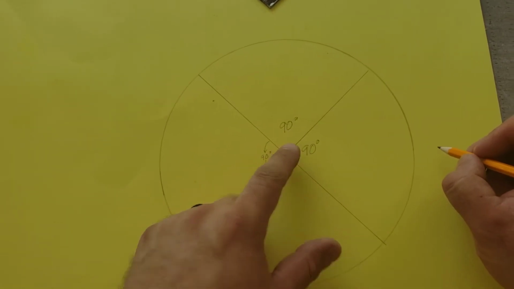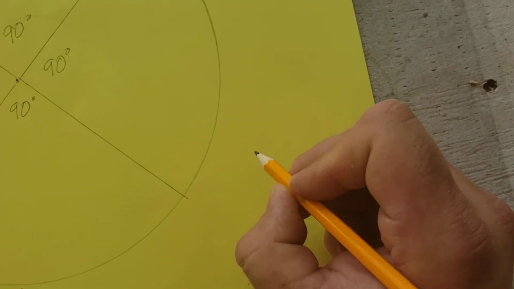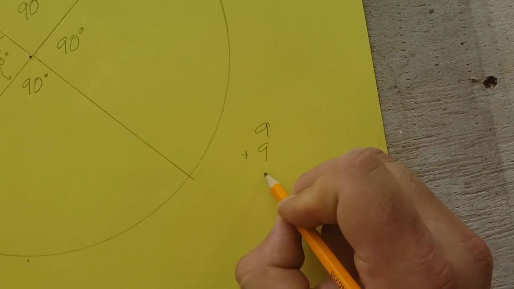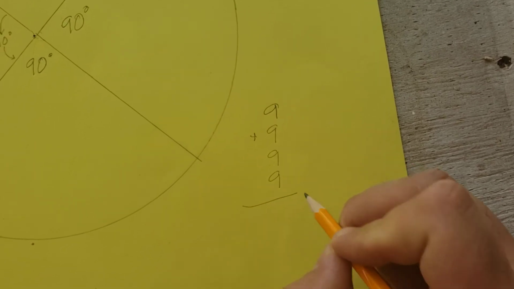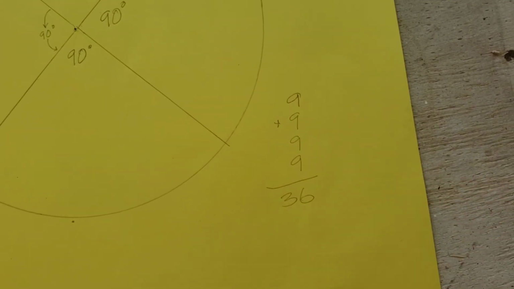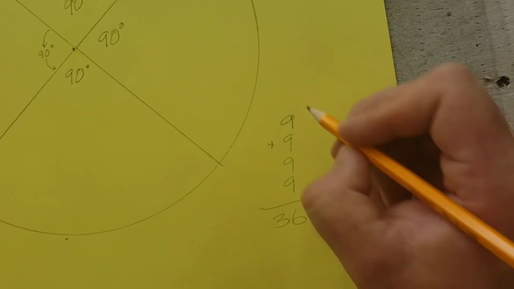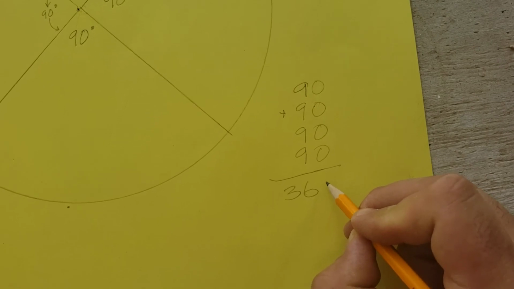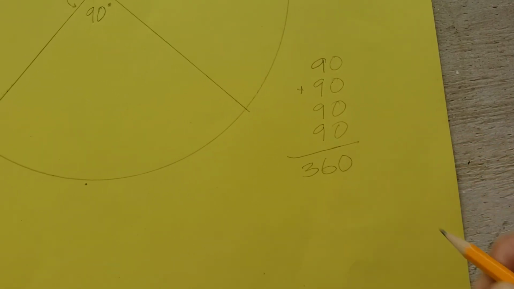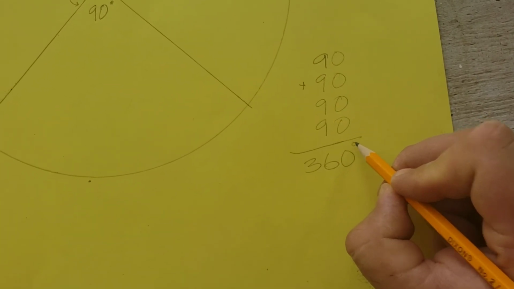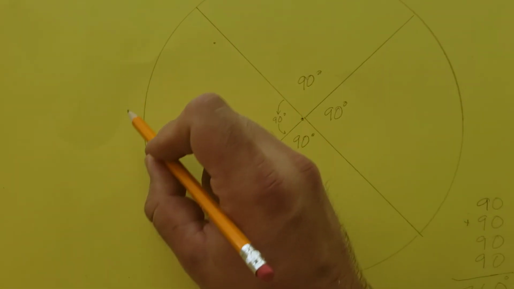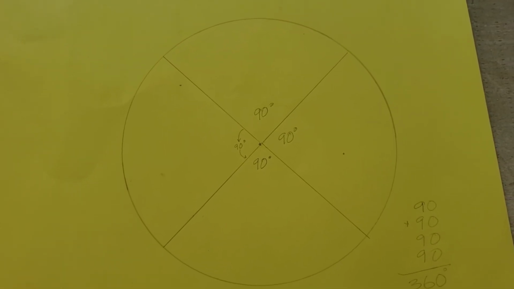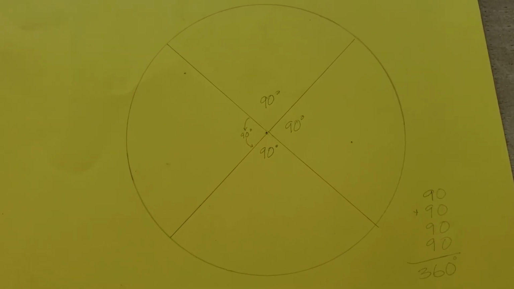Forget about it being 90. Let's think about the math for a second. 9 plus 9 plus 9 plus 9 adds up to 36. 9 times 4 is 36. If it were 90, 90, 90, 90, the answer would be 360. So in a circle, there are 360 degrees all the way around. And that's the math that we use in latitude and longitude.